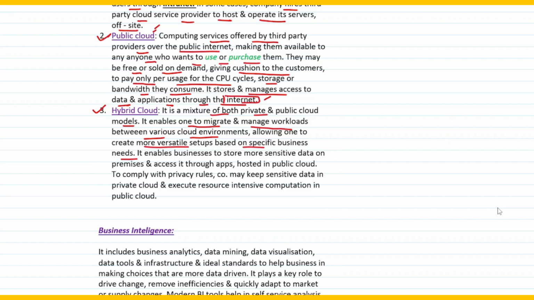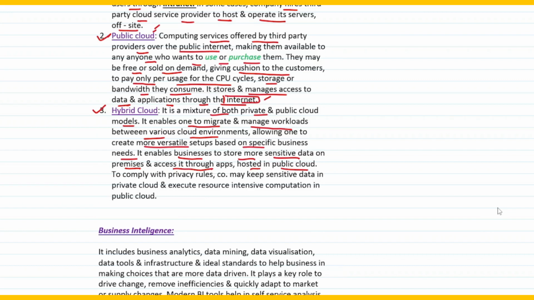It enables one to migrate and manage workloads between various cloud environments. So you can use both public as well as private, allowing one to create more versatile setups. Versatile means something which can be tuned as per your convenience based on specific business needs. It enables businesses to store more sensitive data on premises. That means within the organization, the business will be able to store more sensitive data, and it can be accessed through apps or hosted in the public cloud.